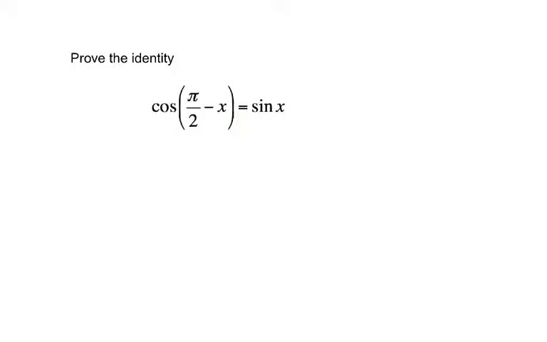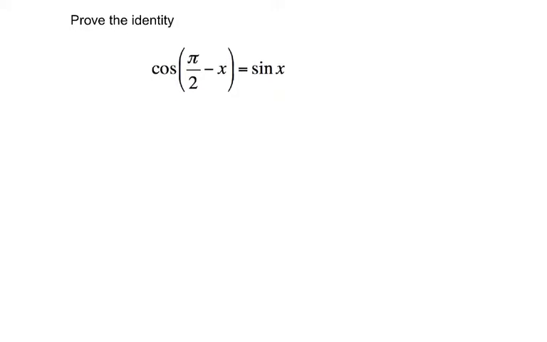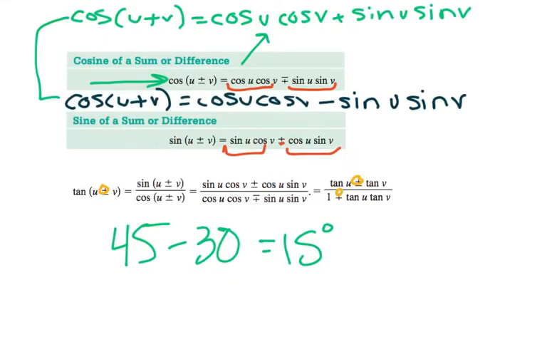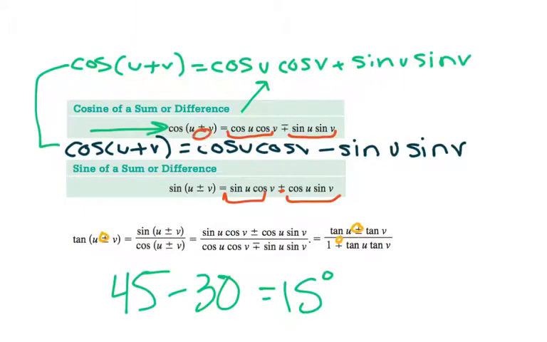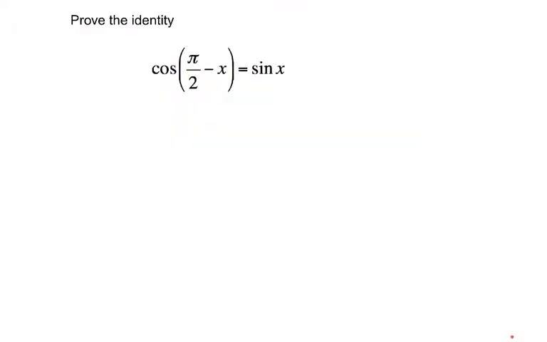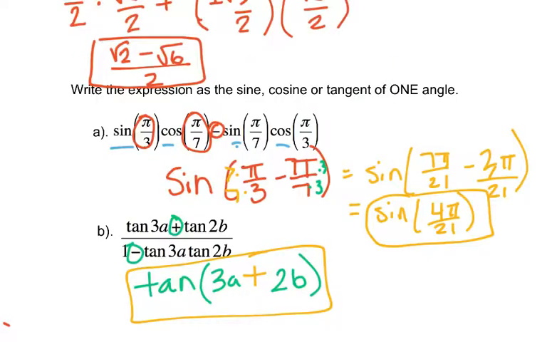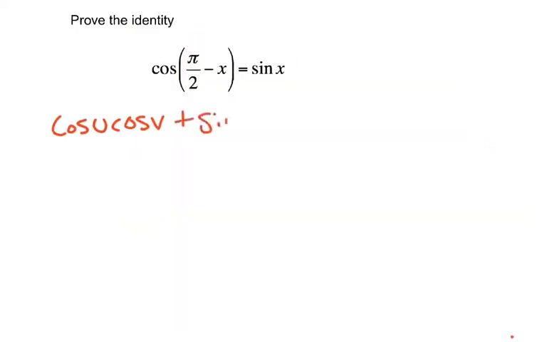Alright, so the next one we're going to prove this identity. Hopefully you can see that yes, we have done this in shifting of cosines and sines, but we're actually going to be proving it now using this new idea that we have. So I have cosine of two things subtracting, and I'm trying to say that it's sine. So cosine of two things subtracting means that I'm going to have cosine u, cosine v, and then since they're subtracting, I'm going to have plus sine u, sine v.